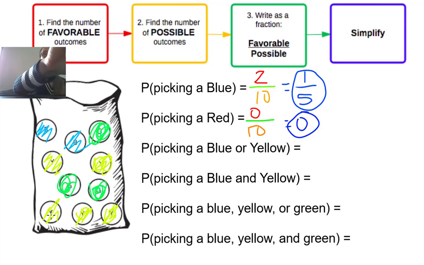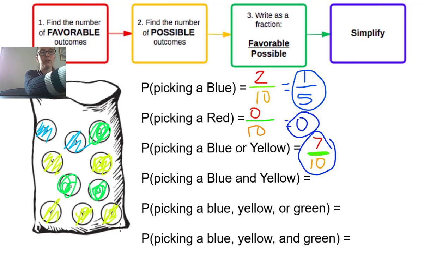The probability of picking a blue or yellow. So I can pick either blue or yellow. So that's 1, 2, 3, 4, 5, 6, 7. That's 7 marbles I can draw that will be either blue or yellow. Out of 10, I write it as a fraction, and that's as simplified as I get. The probability of picking a blue or yellow is 70%.